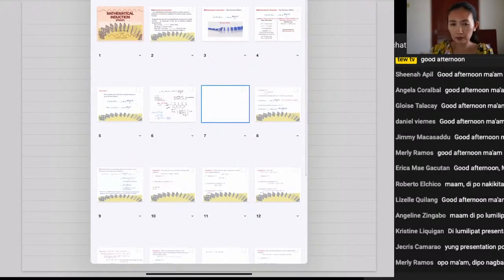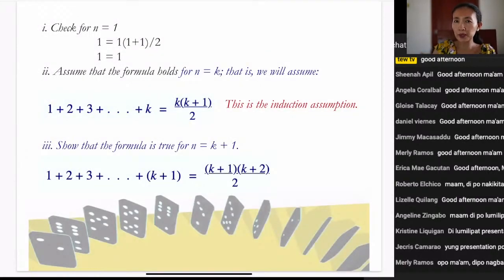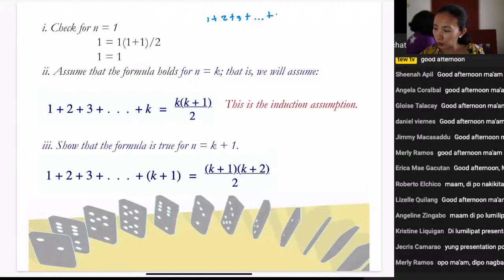Okay, so, condition number 1. Check whether the proposition is true when n is equal to 1. So, 1 plus 2 plus 3 plus n is equal to n times the quantity n plus 1 all over 2. All we have to do is to simply replace n with 1 and check whether the left and the right side will be equal.